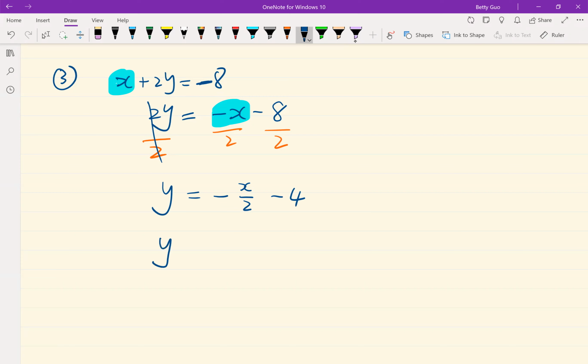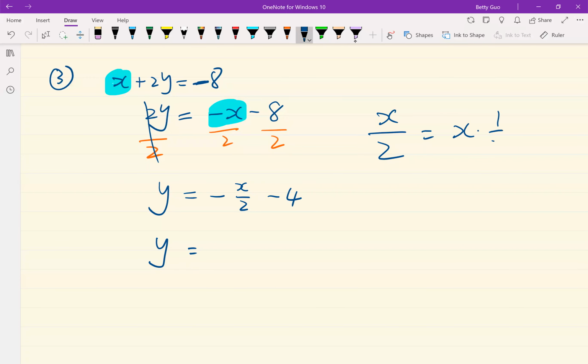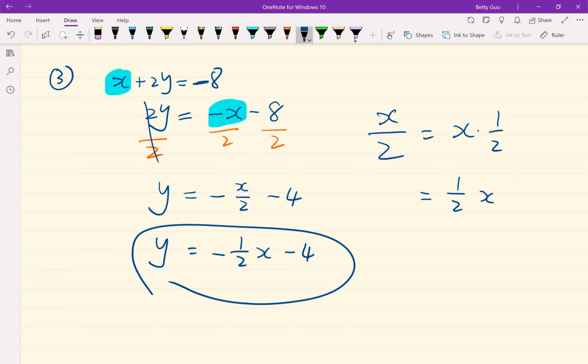How do you understand the coefficient of x here? X divided by 2 actually is x multiplied by the reciprocal of 2, right? So that is a half times x. So on the right-hand side, the first term actually is negative half times x. Do you see that? Yeah, that's your answer. Make sure you know how to get there.